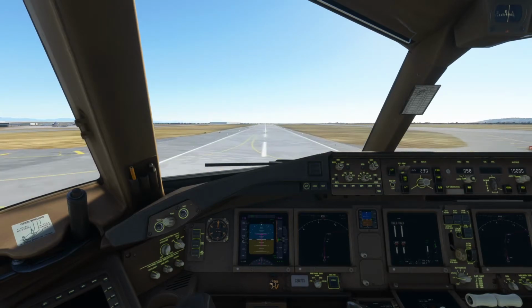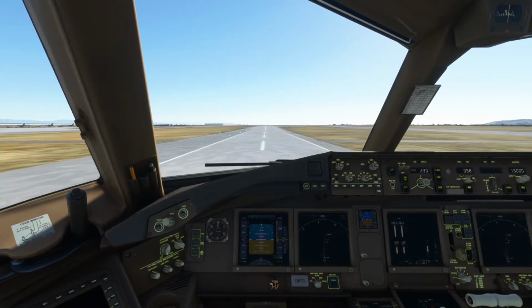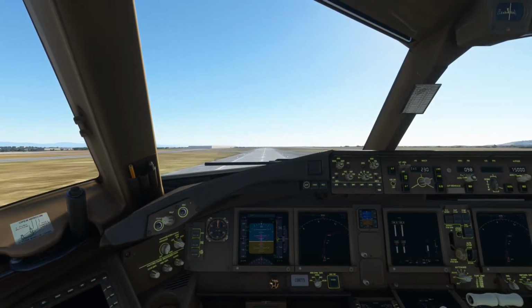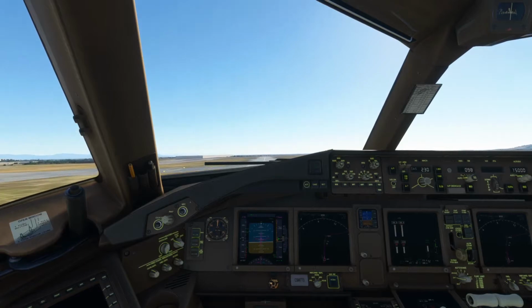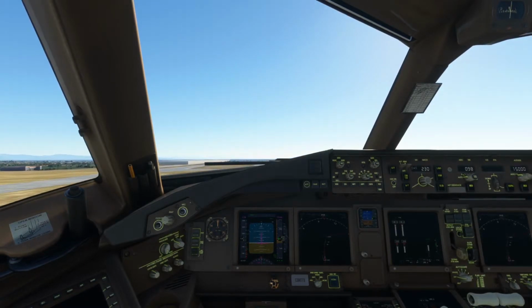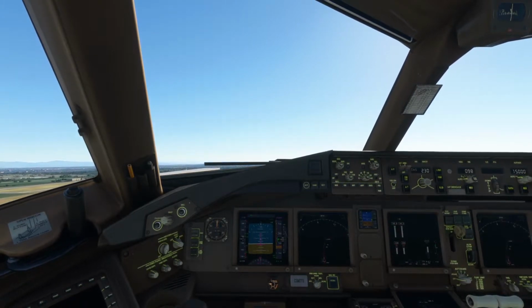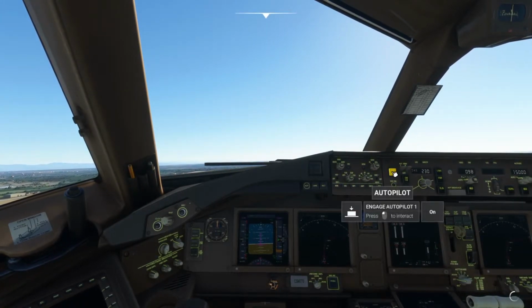V1 and rotate. Here we go. Positive rate of climb, so gear up. And now immediately I will turn on the autopilot.